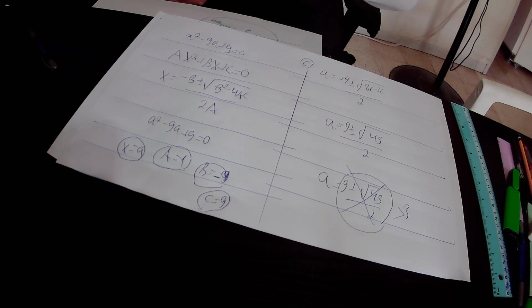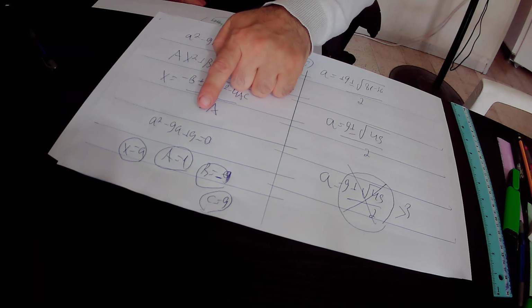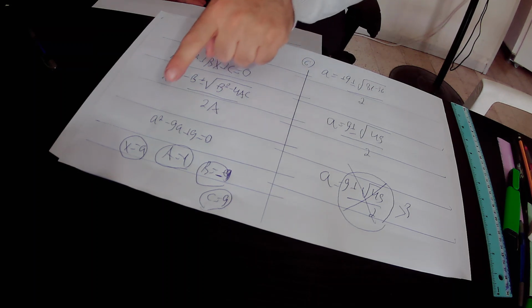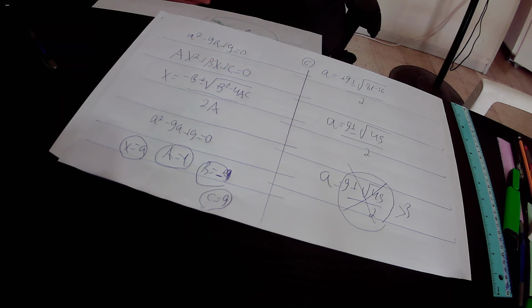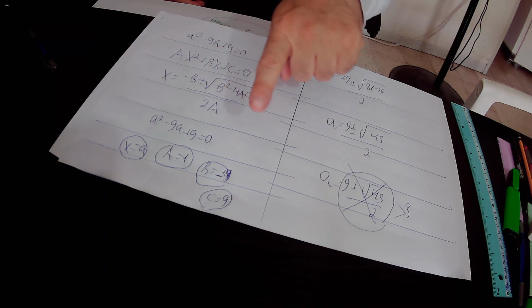And we will find out the value of x according to the following formula: x equals minus b plus or minus square root of b squared minus 4ac, over 2a. In our specific quadratic equation, a squared minus 9a plus 9 equals 0, the variable that we are looking for is a. Therefore, x equals a. The coefficient a equals 1. The coefficient b equals minus 9. And finally the coefficient c equals 9.